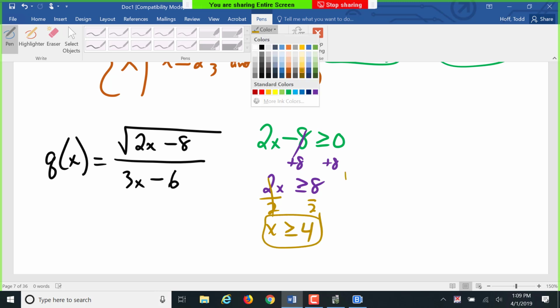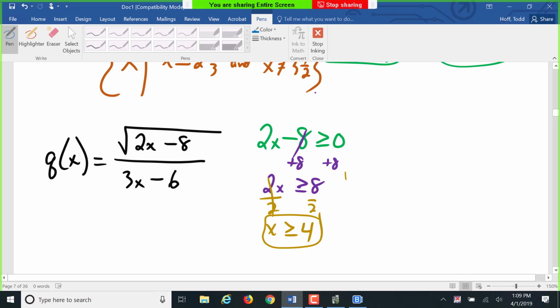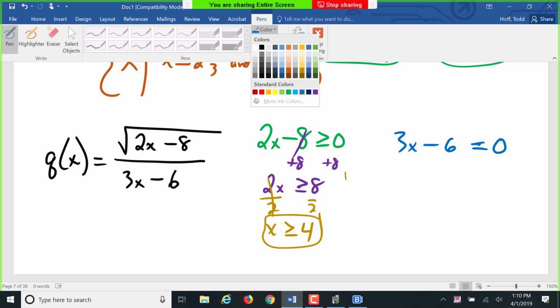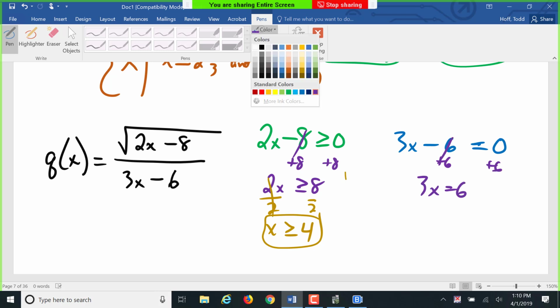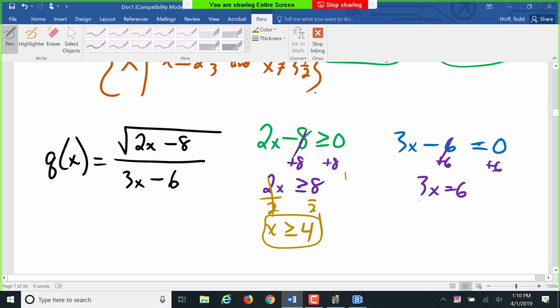What's our other requirement? 3x minus 6 cannot equal 0. We usually write it as 3x minus 6 equals 0, and we solve it to find out what it can't be. So what are we going to do with that? Add 6. And then what? Divide by 3. So x cannot equal 2.